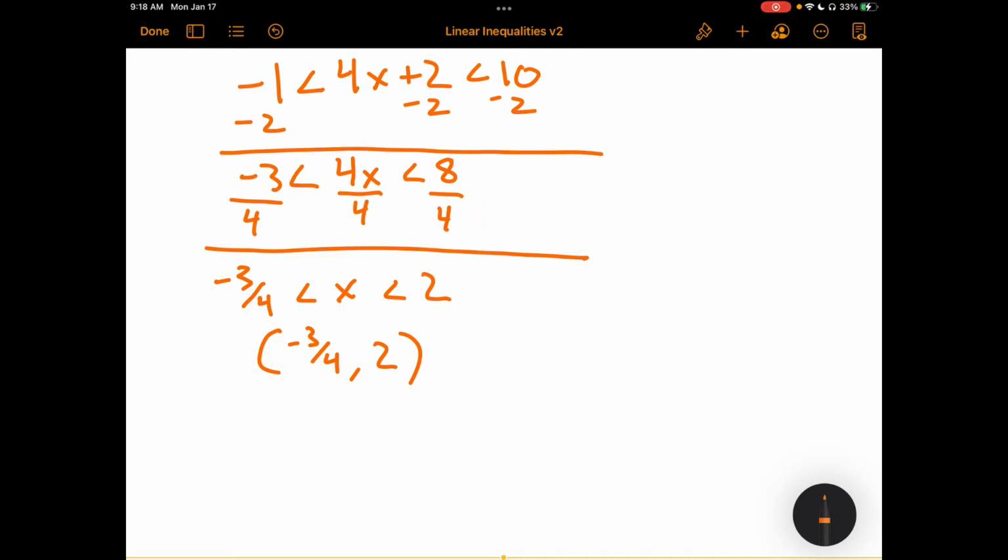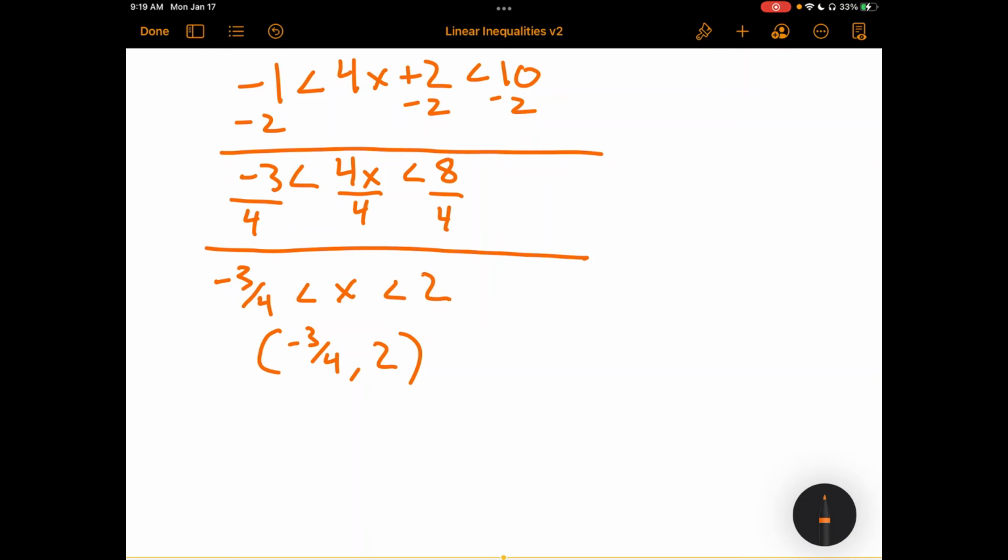So it can be 1, 0, negative 0.50, but it can't be negative 0.75 because that's -3 over 4, and it cannot equal that. But it can be any number in between it. So all the decimals in between it before you get to -3 over 4, and all the numbers and decimals between it until you get to the number 2, x can equal it. But it cannot be that exact number. It cannot be 2, and it cannot be -3 over 4.